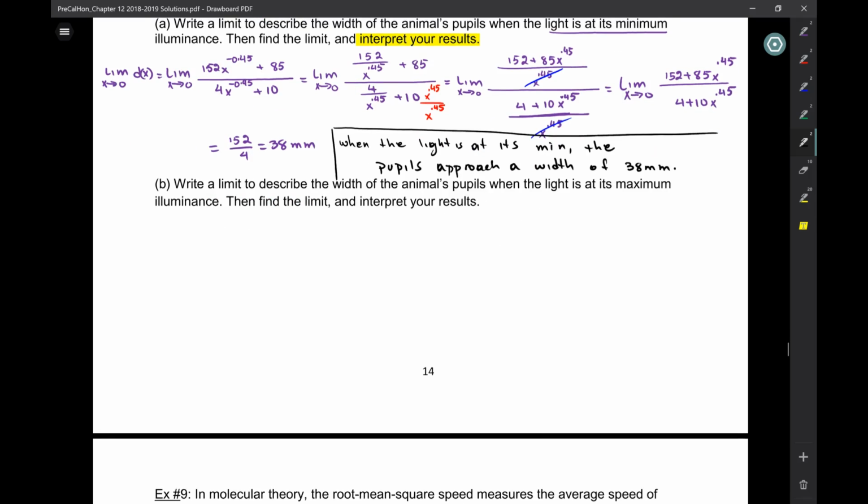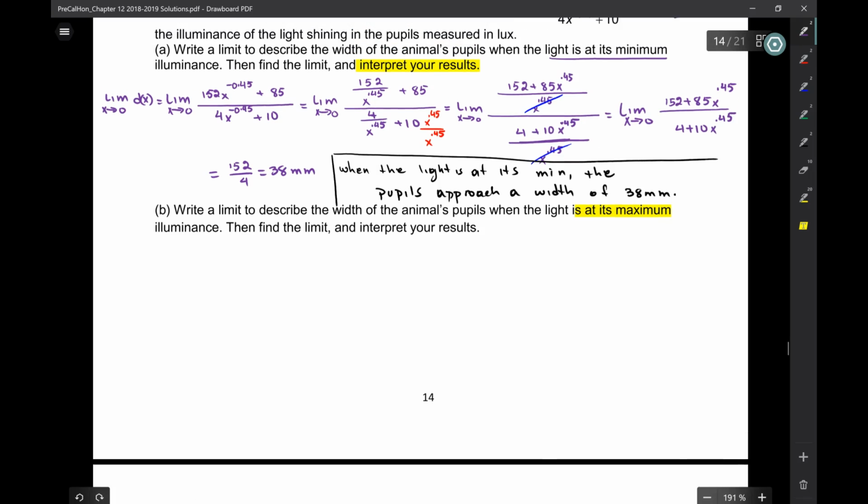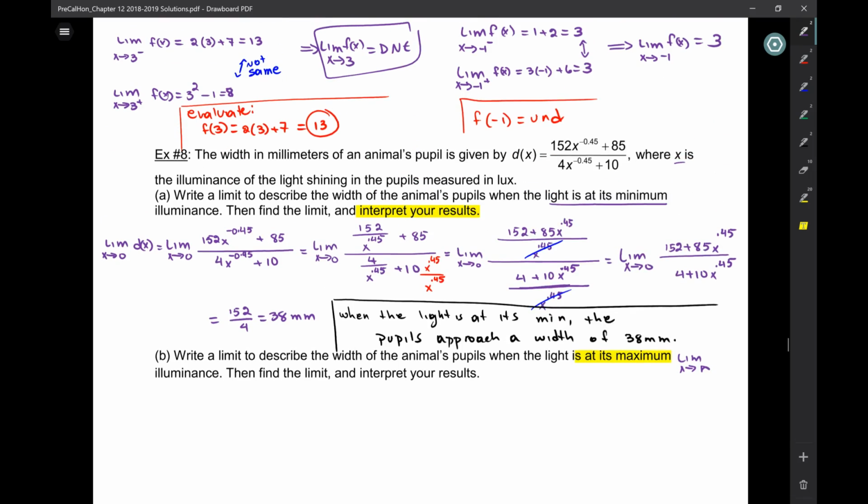Okay? All right. So now write a limit to describe the width of the animal's pupil as when the light is at its maximum illuminance. So now I want the limit as x approaches infinity for that one. Right, it does, because the quantity is positive, right? That's like distance, right? You sort of know by context that this is not going to be a negative number.